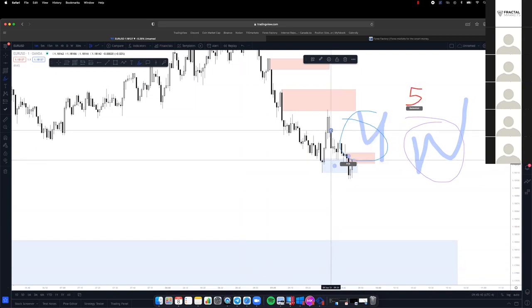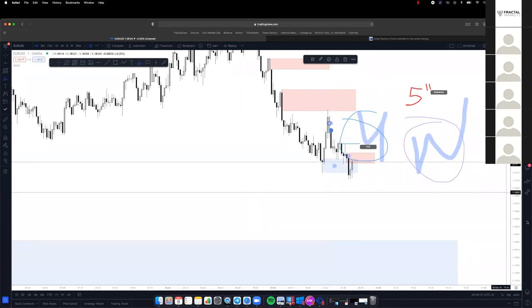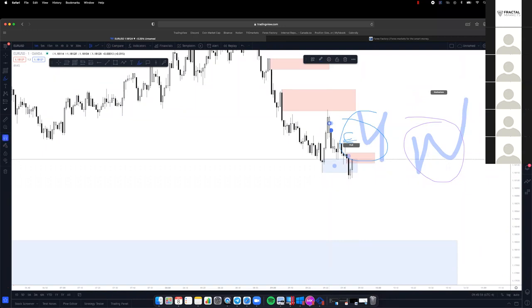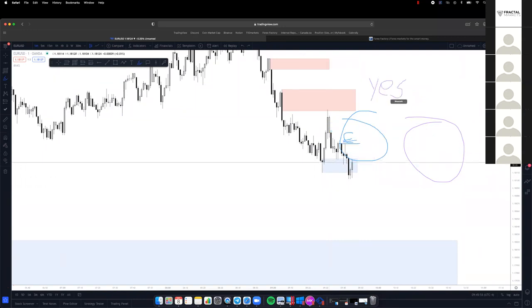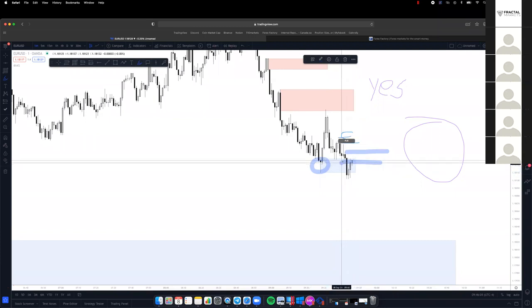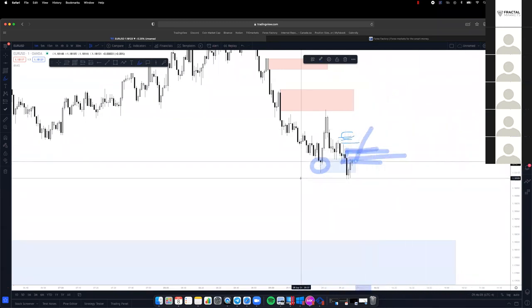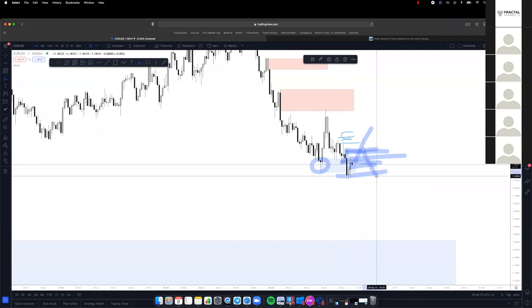Has this right here already mitigated part of this? Doesn't mean I'm right. I'm just asking a question. But ultimately, demand turned into supply here, right? If we have a change of character from here, this becomes demand, right?